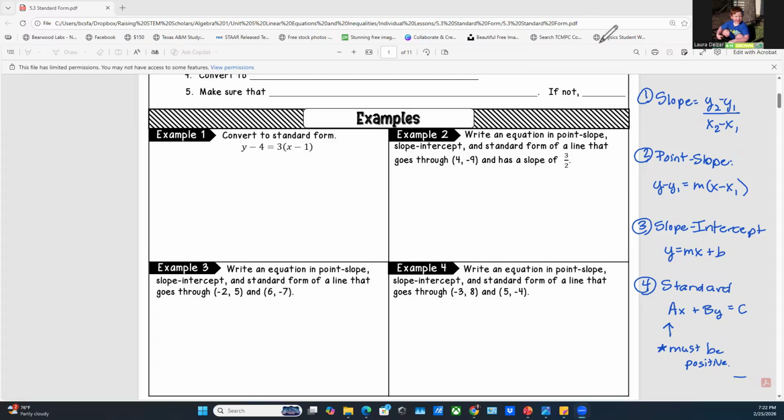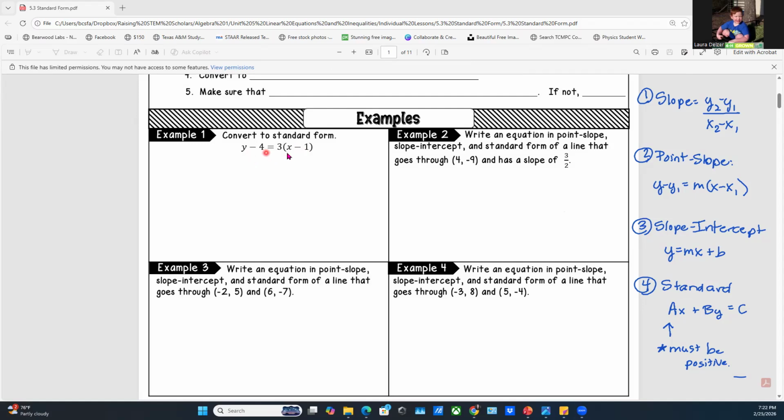Okay, so while I was paused, I went ahead and wrote out all my equations so that we can look at them and constantly reference what our equation looks like and what kind of form it's in. So I want you to notice this guy here: y minus 4 equals 3 times (x minus 2).